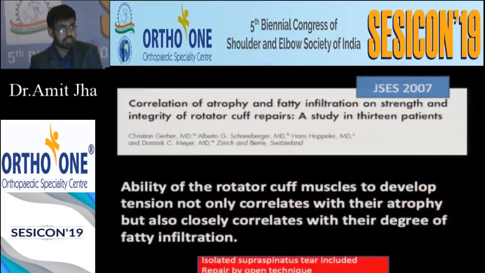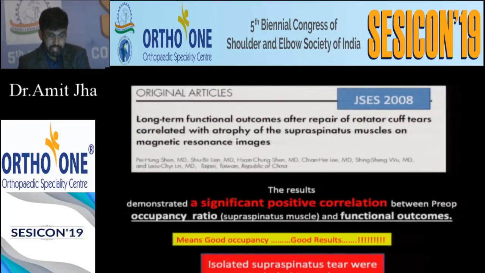If you correlate those two things with the functional outcome, what we find in the study of Gerber is that the rotator cuff muscles' developed tension not only correlates with their atrophy, but also closely correlates with their degree of fatty infiltration. Similar findings were reported by Sen et al.